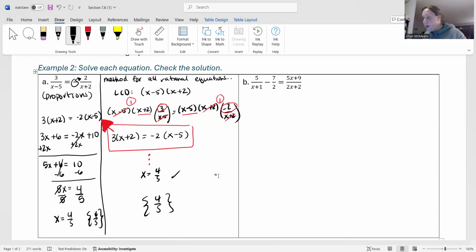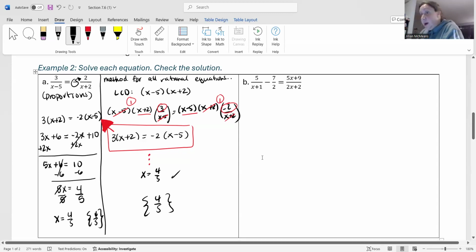Let's look at part B. So for part B, we have 5 over x plus 1 minus 7/2 equals 5x plus 9 over 7x plus 2. Right off the bat, this is not a proportion, and the work involved to turn this into a proportion is absurd. So let's just do the regular set of steps where we find the LCD, multiply everything by the LCD, and then solve, okay? So that cross multiply thing does not work here, all right?